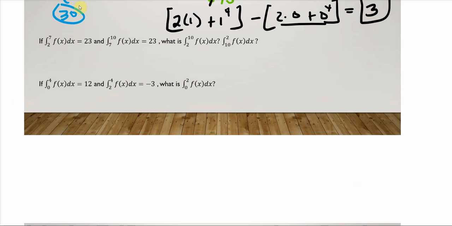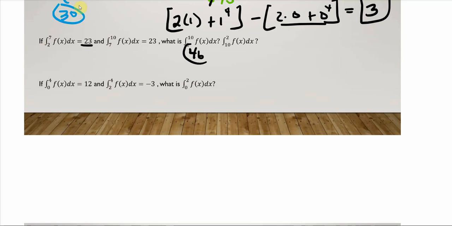The integral from 7 to 10 of f of x dx is 23. What is the integral from 2 to 10? Well, if the area from 2 to 7 is 23 and from 7 to 10 is 23, then what's the area from 2 to 10?